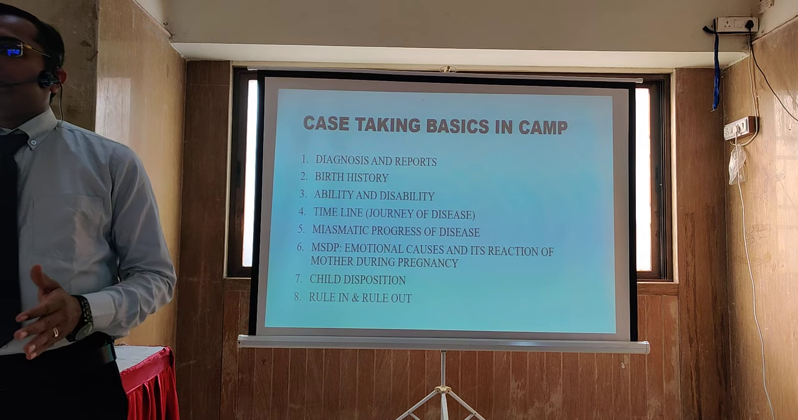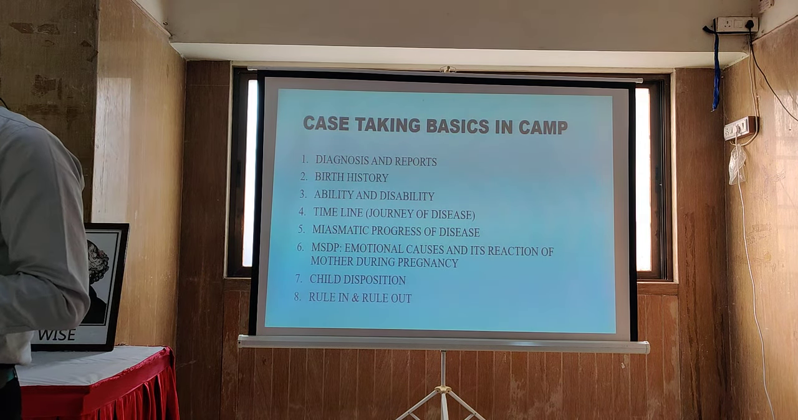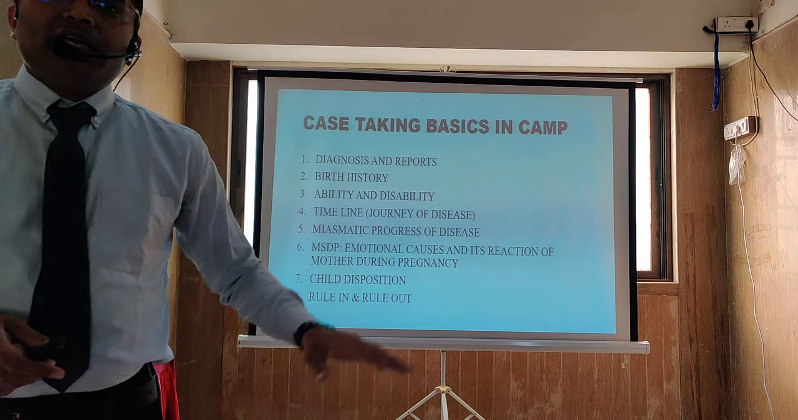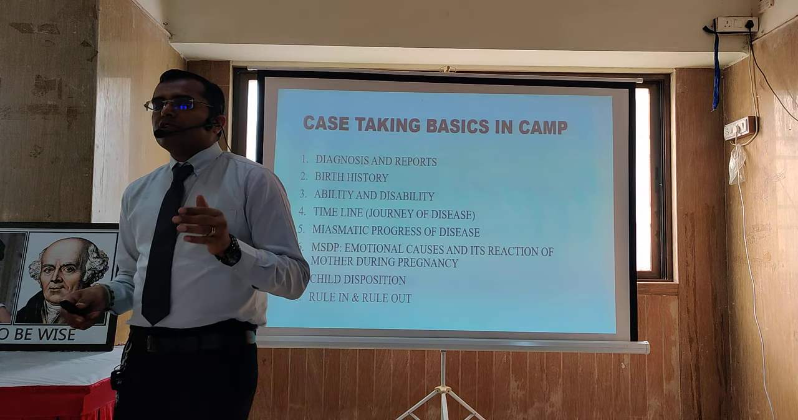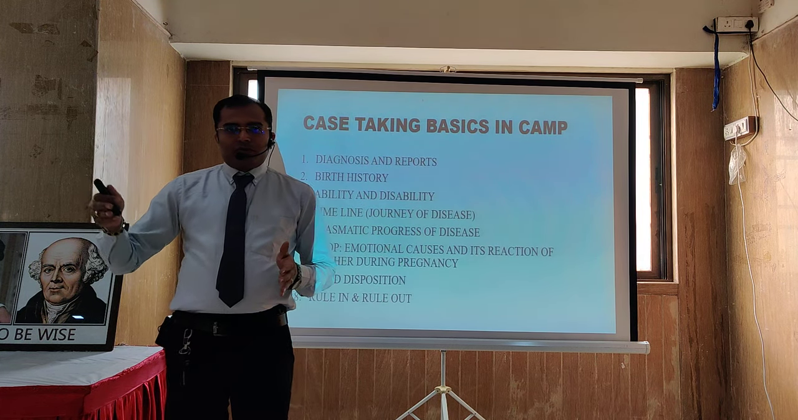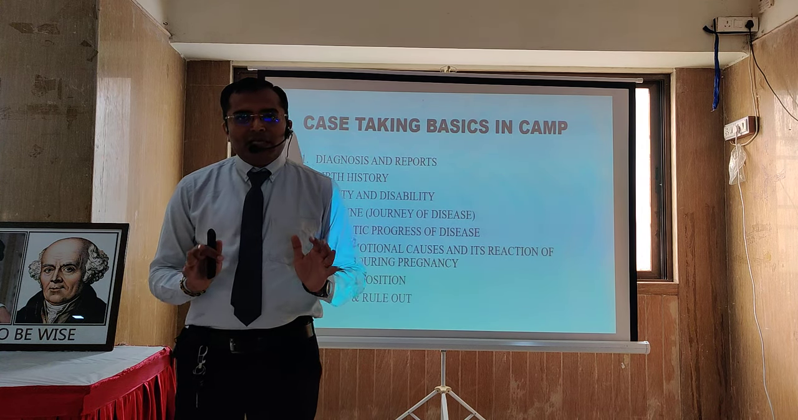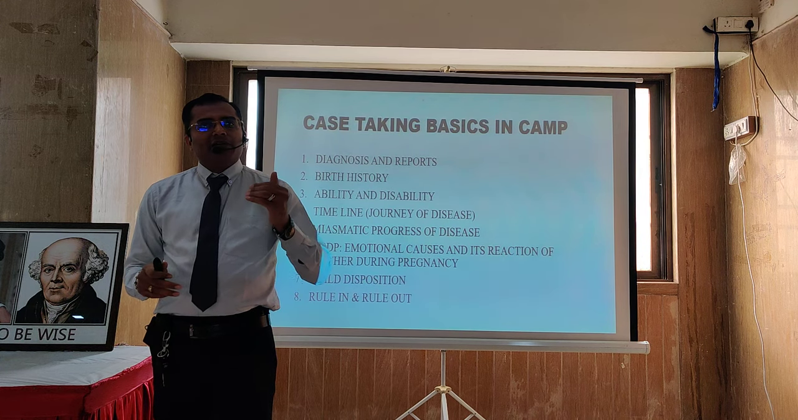Then you have to understand the case taking process with two columns. One column is called ability and one column is called disability. In this case, you have to make sure that the ability is based on the developmental milestones. So a certain child comes to you, they can sit properly, but they cannot walk, they cannot talk, they have no speech, they have delayed speech.